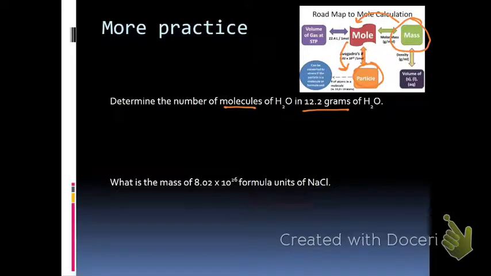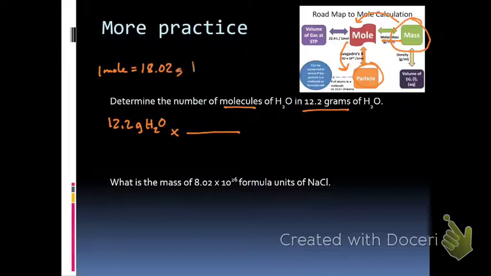All right. So our first step will be 12.2 grams of H2O. And then our first step will be to use molar mass to get to moles, right? And so the conversion factor is that 1 mole equals 18.02 grams of H2O. Now, pretty soon I'll stop writing the conversion factors. It's not necessary. It takes up time.